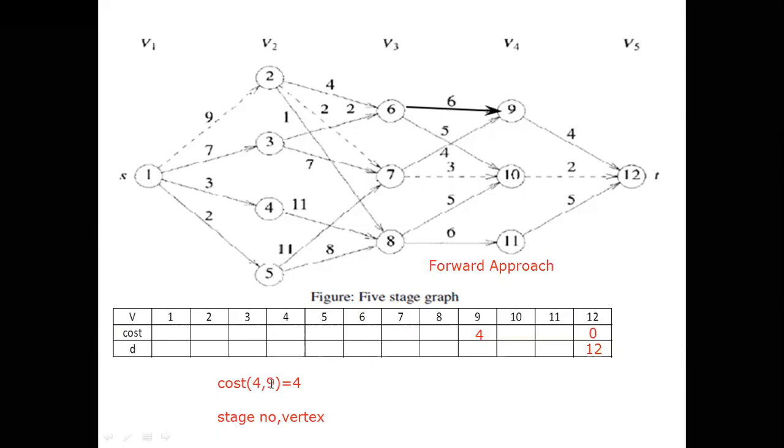Next, due to which vertex did I get 4? Because 9 is penetrating to where? 9 is penetrating to 12. Due to 12, I got 4. That one I should write here: 12. I hope you understood why I took 12. Because from 9, the next immediate vertex which it is penetrating is 12. That is why it is 12.